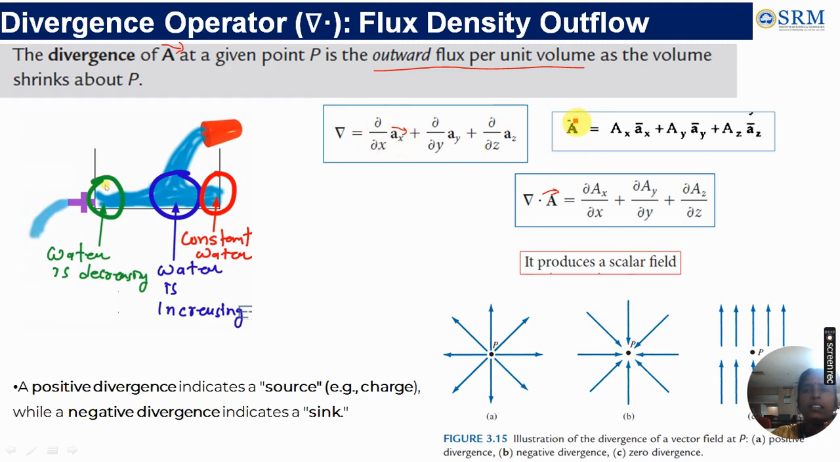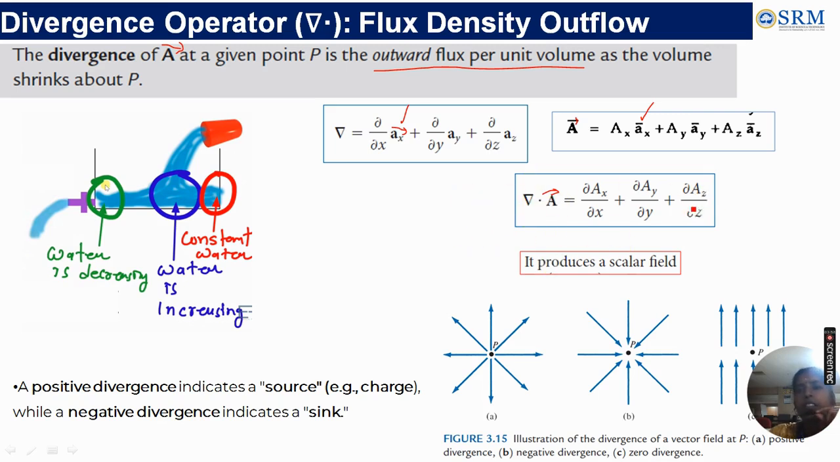So ∂/∂x into the Ax component will be there, because the dot product of the unit vector ax and the unit vector ax will give me 1. Similarly for the rest of the components, since this dot product will give me 9 values, out of which 6 will be 0, because the dot product of different unit vectors gives 0, but the same unit vector gives 1. So ∂/∂x into Ax plus ∂/∂y into Ay plus ∂/∂z into Az. Hope you understood the divergence.